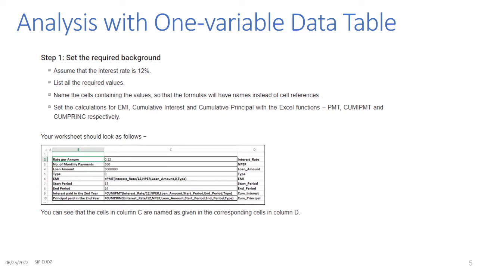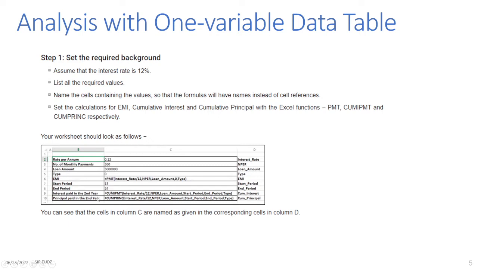EMI. So that's the payment. So we have the interest rate. So we have interest rate divided by 12. So that's per month. The number of months, it is 360. So that's the end pair here. And then loan amount, it is 5 million, and then type 0. So we have here now the payment. Start period 13 and end period 24.